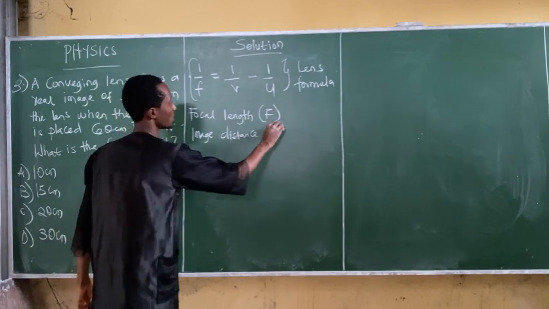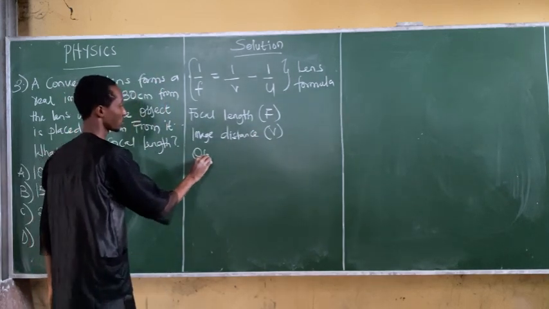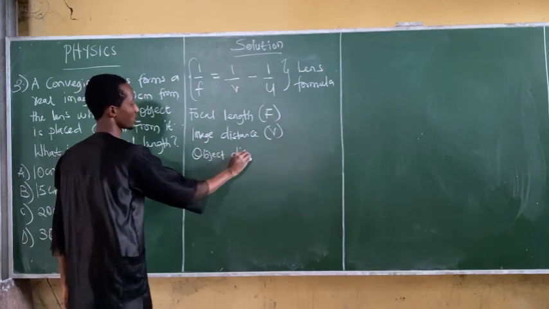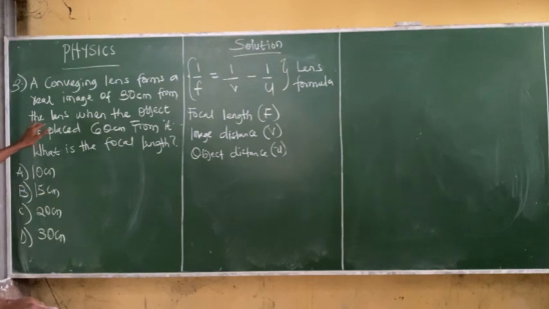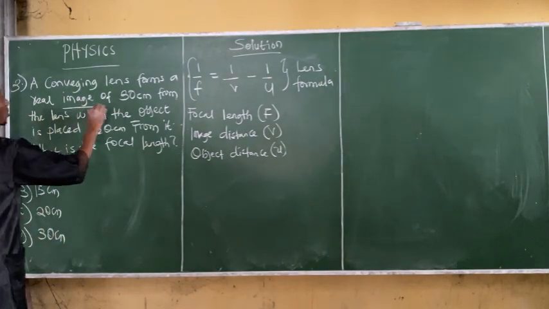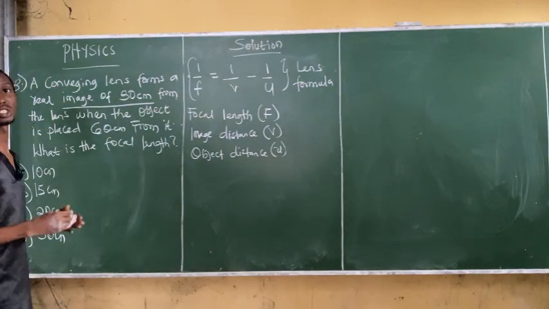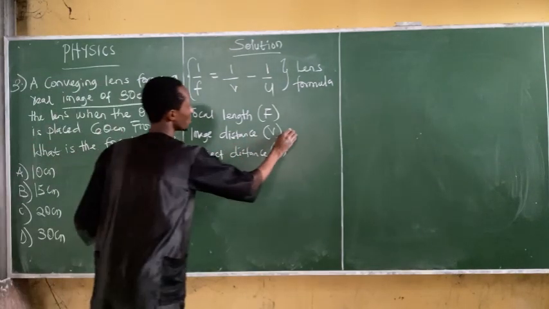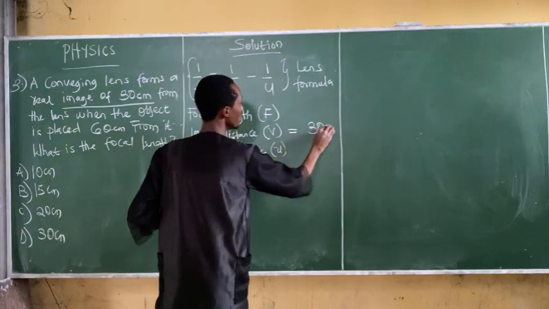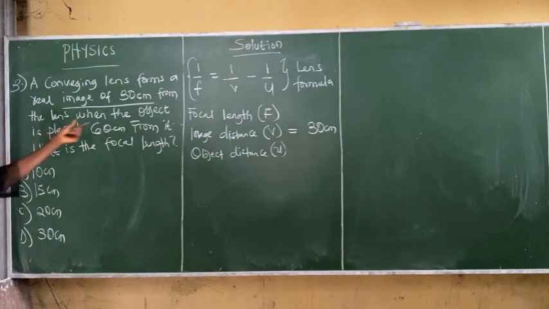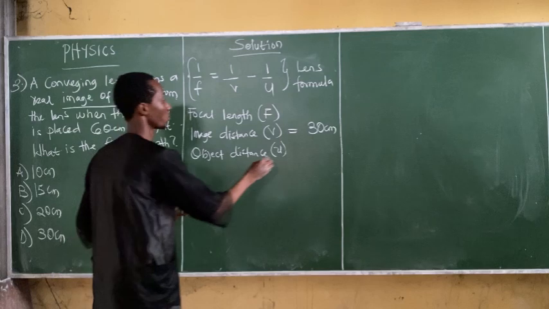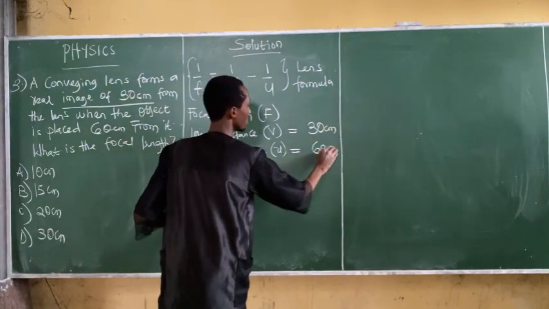This is v. And we have the object distance, which is what? U. From the question, they gave us the image distance. They say the real image of 30 cm. So they gave us the image distance to be what? 30 cm. They also gave us the object distance. When the object is placed 60 cm, so they gave us the object distance. It's giving us what? 60 cm.